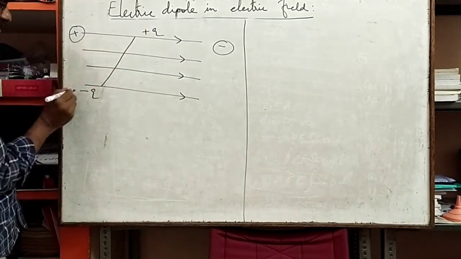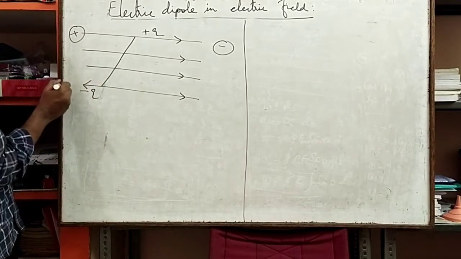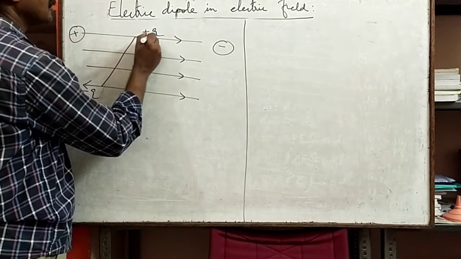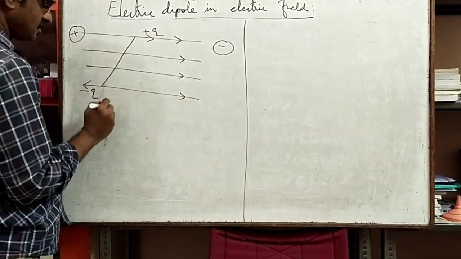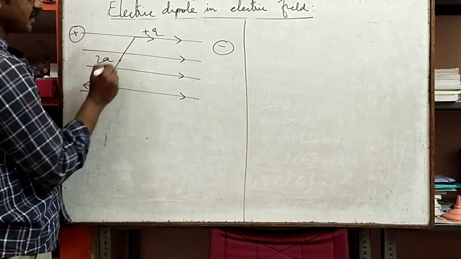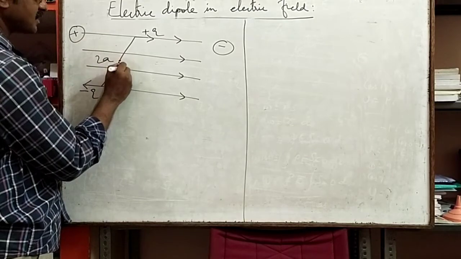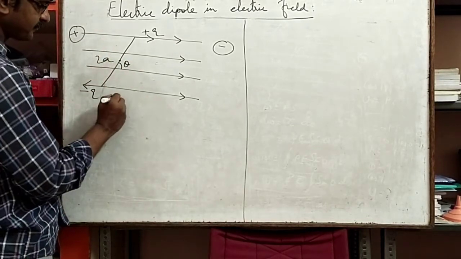And positive is here, and therefore there will be a force of attraction. Therefore, force will be acting along this direction. And here, the force will be acting along this direction towards negative. They will attract each other. The distance between the two charges is 2a. That is the midpoint. The electric dipole is kept at an angle theta with the uniform electric field.